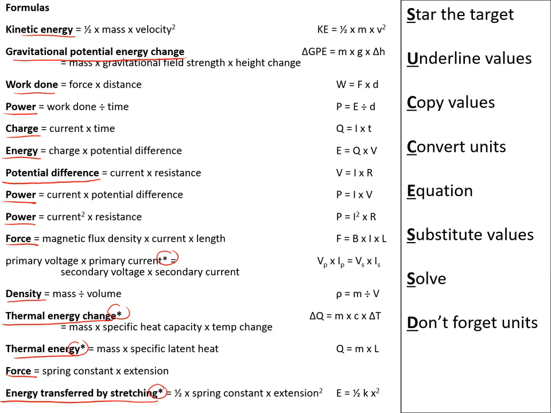And a reminder just of our method for working through problems. So it's SUCCESS D: star the target, underline the values, copy out the values, convert the units, write out the equation, converting it or rearranging it if you need to, substitute your values, solve, and then don't forget your units.